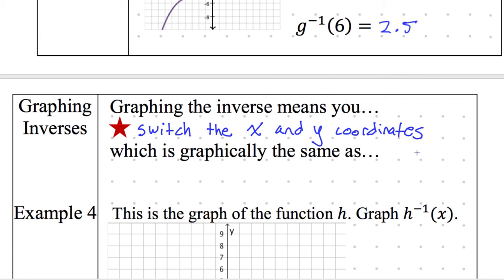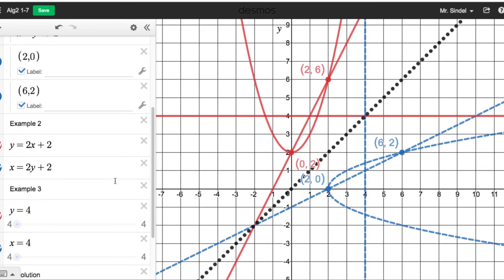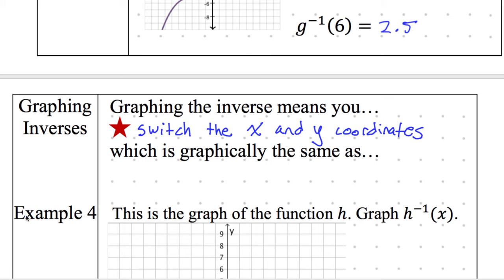How do you say what Mr. Sindel said about this black line in your own words? Can someone regurgitate that to me? Something about this black line y equals x. Here's the function y equals x. What did I just say? See if you can recall it back, Fiona. When you're graphing the inverse function, it's reflected over y equals x. Yeah, same as reflecting over y equals x. I'm going to write that down, what you said.